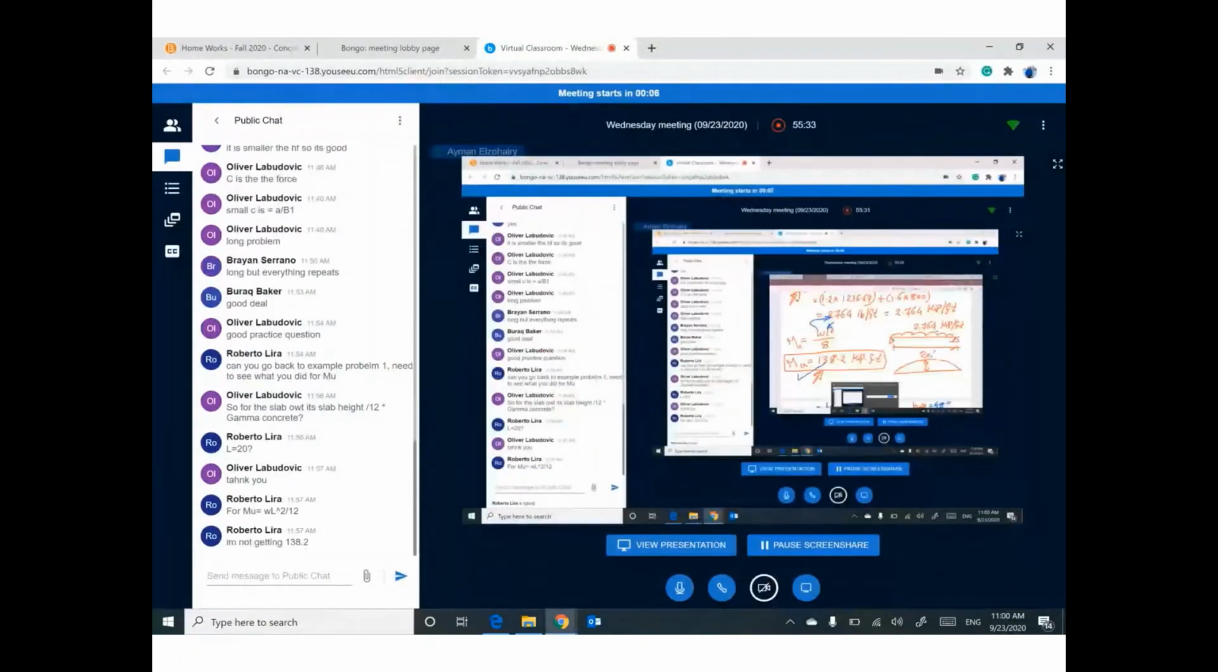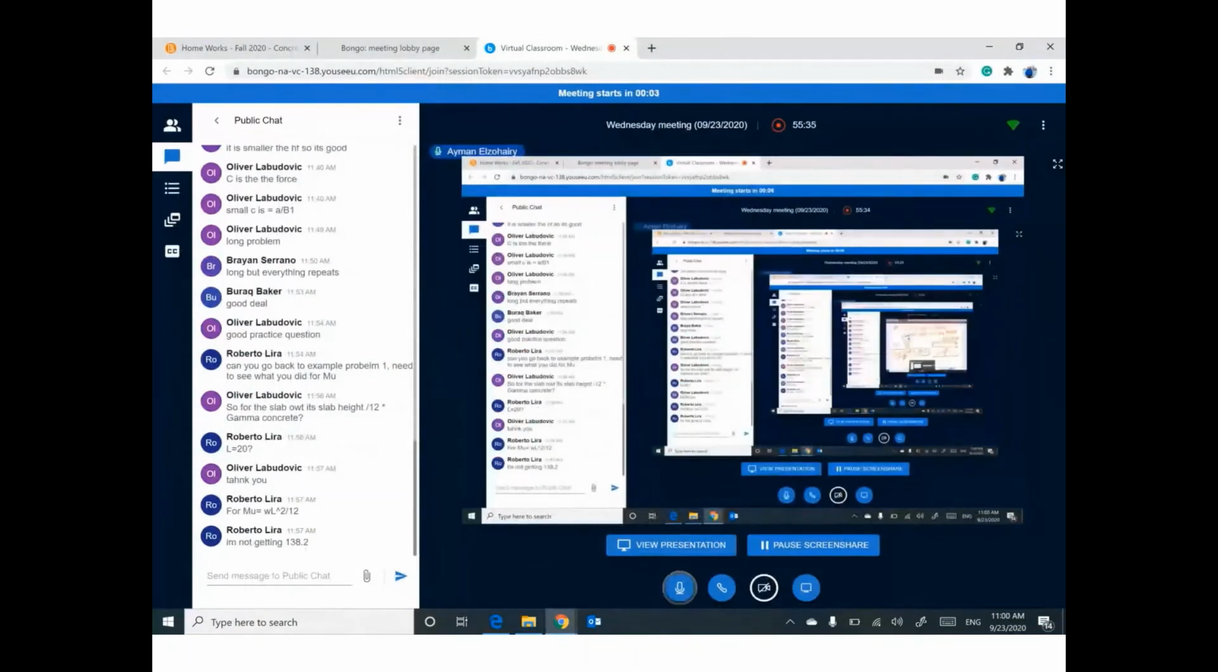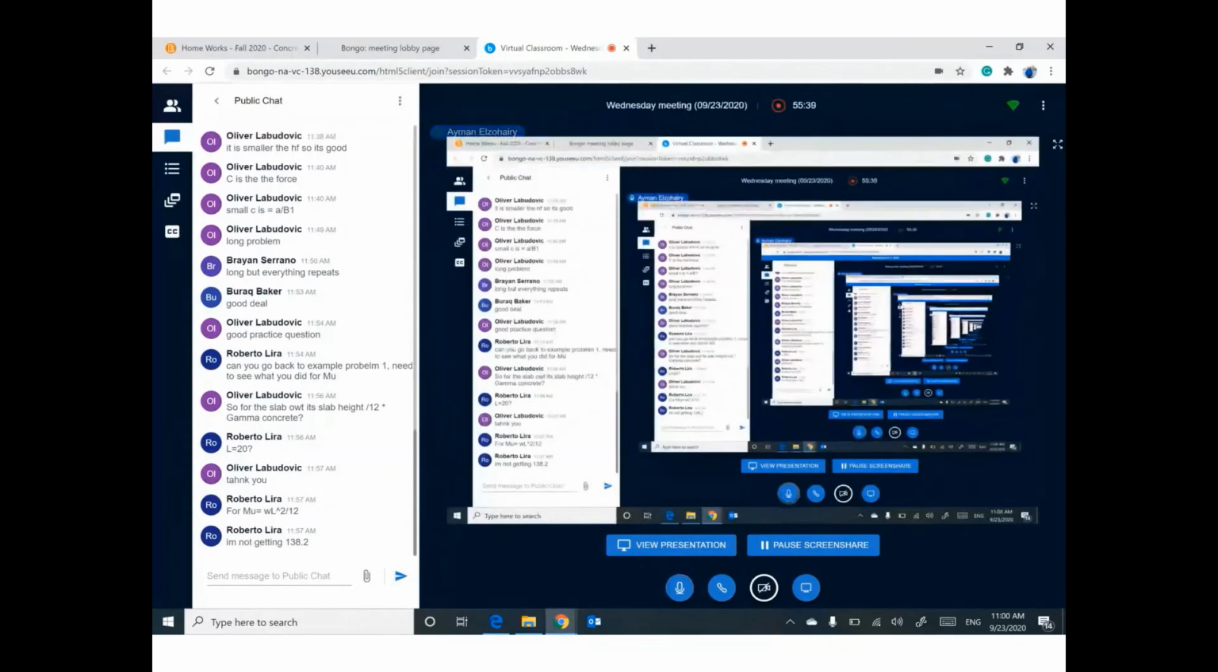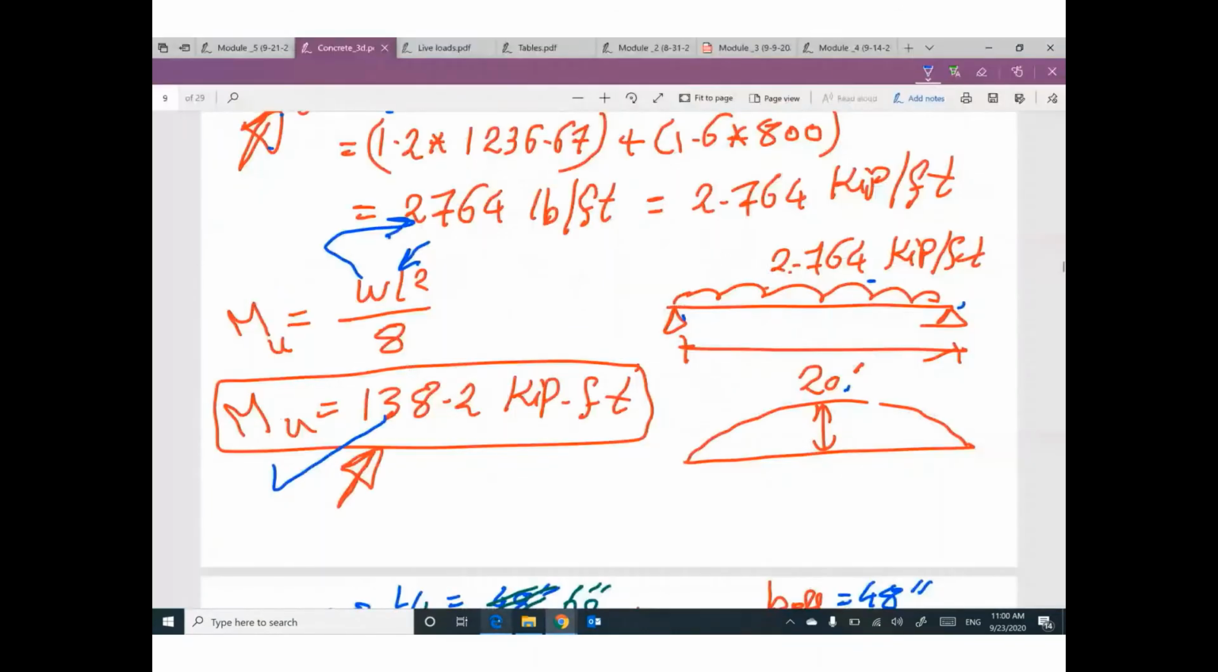No, it's not W L squared divided by 12. It's W L squared divided by 8. I didn't say W L squared divided by 12. W L squared divided by 8. You got a different number? How did you get this? Divided by 8. No, it's 138.2. W L squared divided by 8.